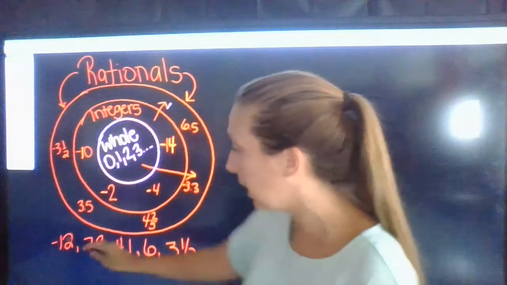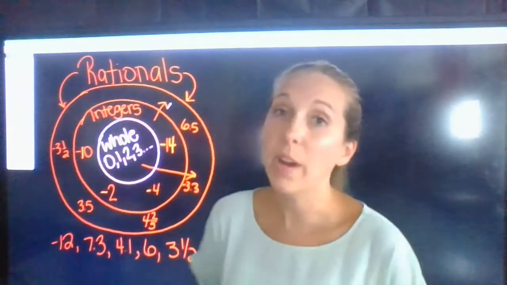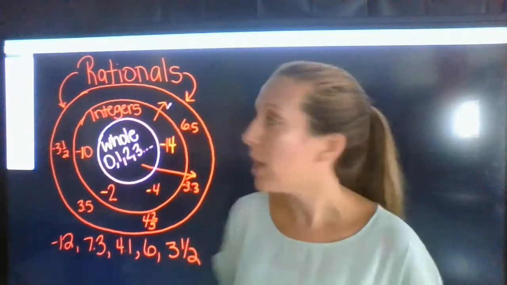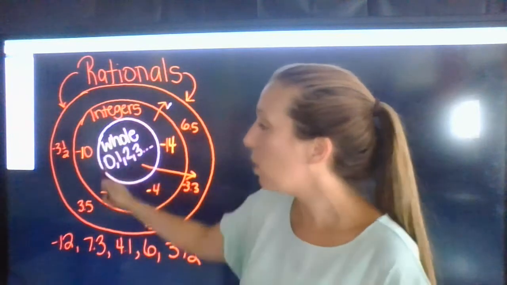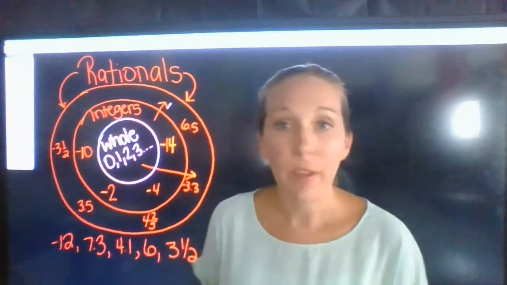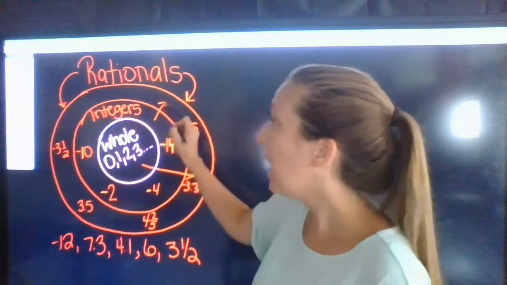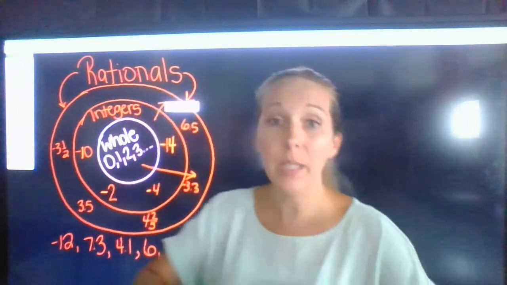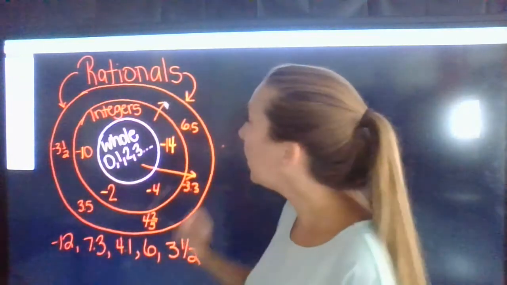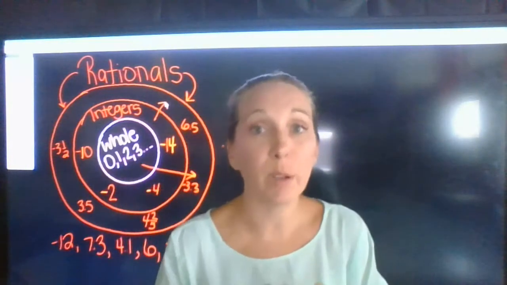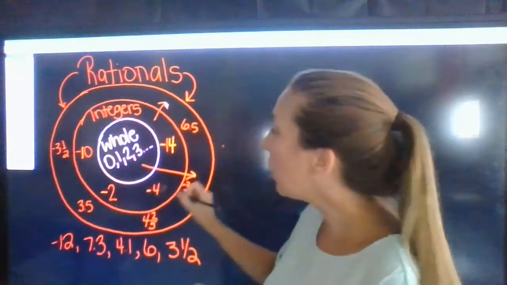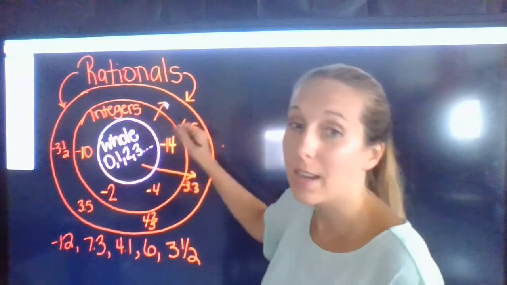For instance, we have negative 12. Negative 12 has no decimal, no fraction. So we're looking at our integer and whole number, but it has a negative. So it can't be a whole number. It's just an integer and a rational. So the rational is the big circle, and our integer is a smaller circle, and the whole number is a smaller circle inside of it. All right, so make sure that you understand this concept.